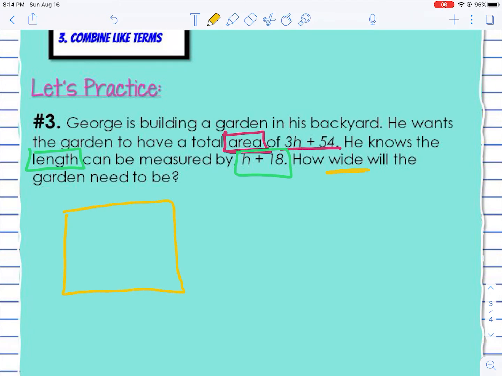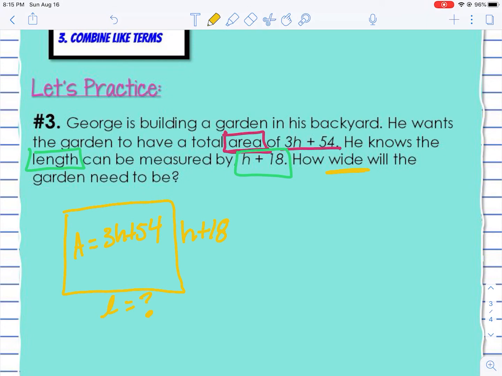So I know that the length is h plus 18. It doesn't matter which one you make the width and which one you make the length. I know that my area is 3h plus 54. I'm looking for my length right here. What does my length equal? That's the question.